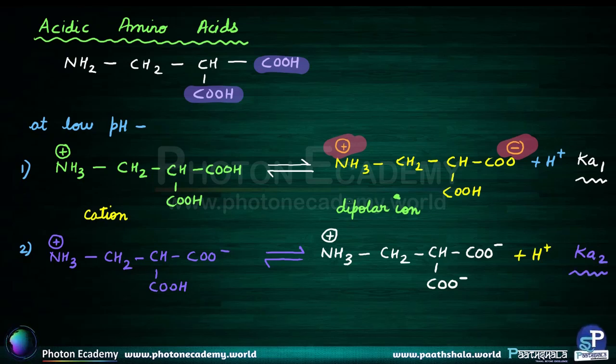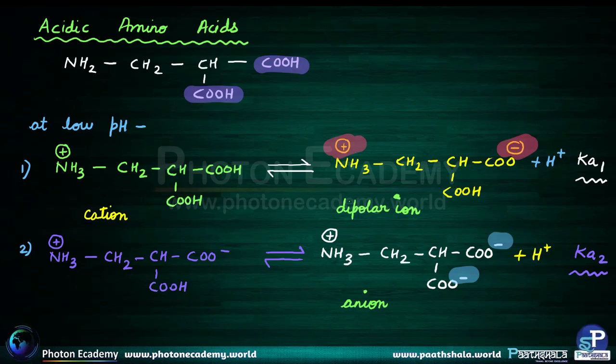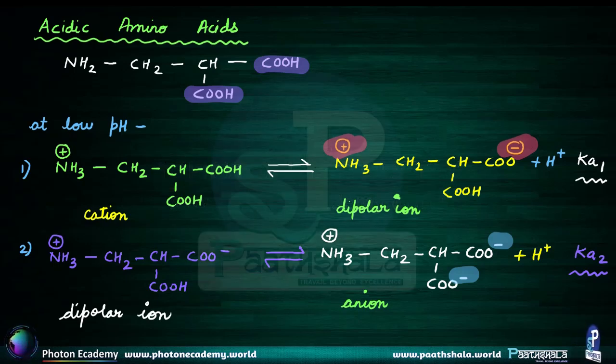So now what we saw is that we have got ourselves a new species, and in this particular species the negative charges are more than the positive charge, and thus we can call this particular species an anion. So now we have got ourselves an anion, and this anion came from a dipolar ion which we had previously. So the dipolar ion deprotonates itself and converts into an anion, giving us a dissociation constant of Ka2.